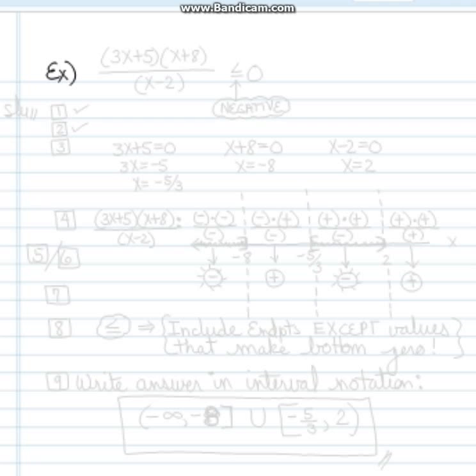Okay, we're going to solve this rational inequality: 3x plus 5 times x plus 8 over x minus 2 is less than or equal to 0. Solution. Step 1.